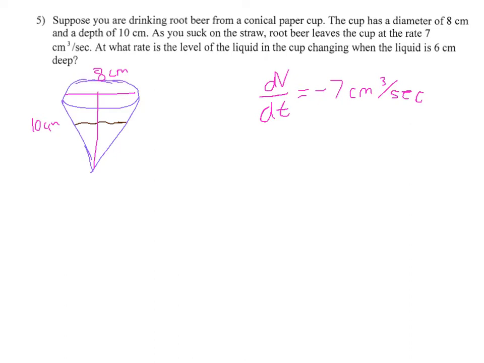At what rate is the level of the liquid in the cup changing when the liquid is 6 centimeters deep? So we're solving for dh/dt, and that is when h is 6 centimeters. So we're going to use the volume equation for a cone to relate all of our variables. So we have V equals pi over 3 r squared h.